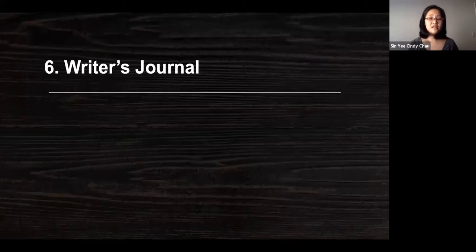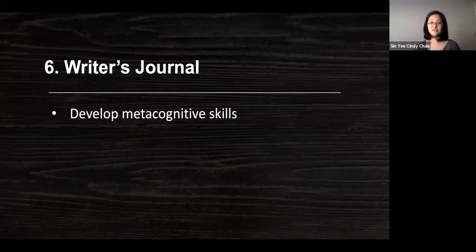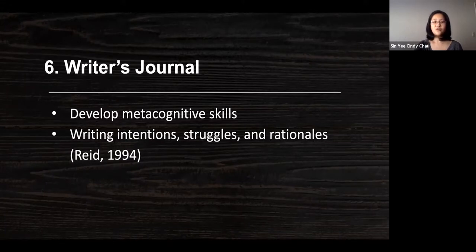Another type of negotiation is the writer's journal. We talked about metacognitive skills before, and a writer's journal would allow students to think about their writing intentions, struggles, and rationales. We can ask students to put it in a journal, or we can ask them to write about their questions or these inner thoughts in the margin of their paper.